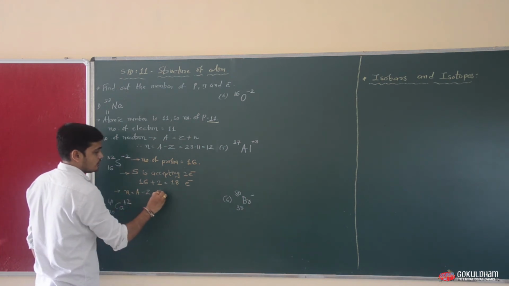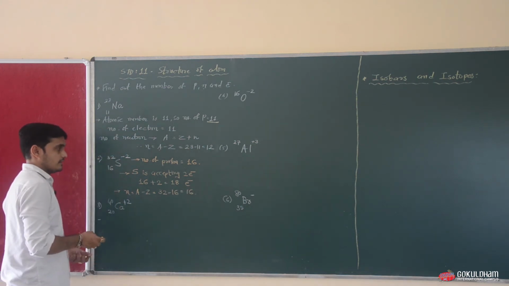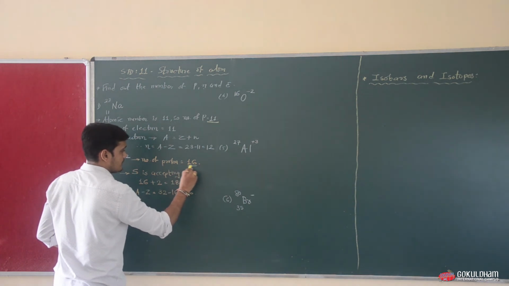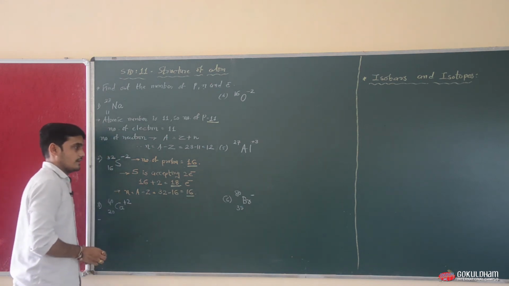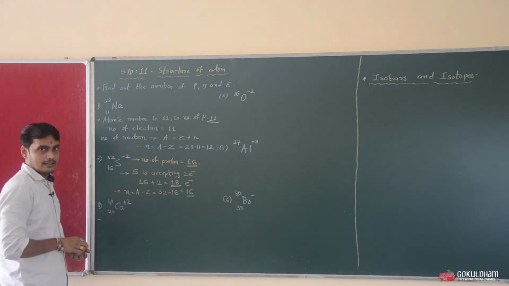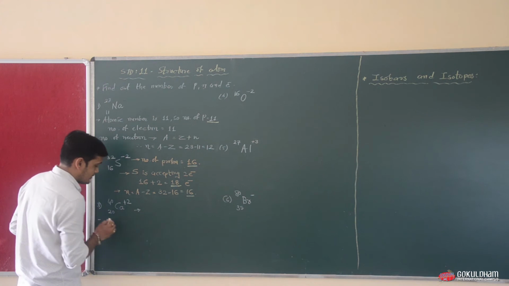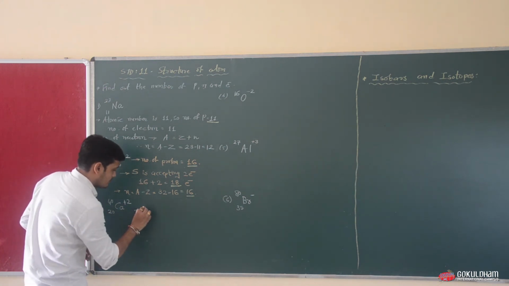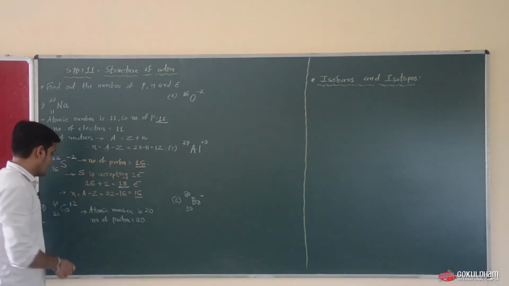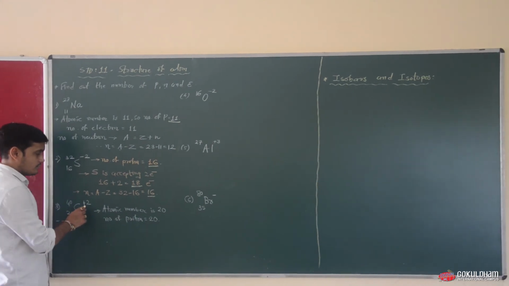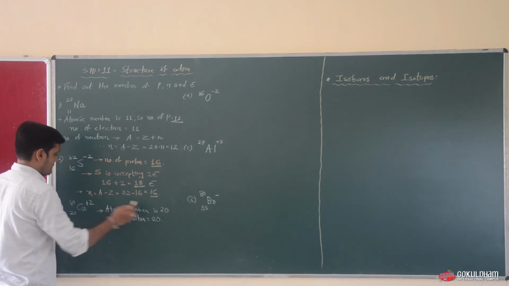A is 32 and Z is 16. So number of neutron is 16. So we have 16 proton, 18 electron and 16 neutron in this sulfur -2 ion. In calcium, atomic number is 20. In this calcium, there is a +2 charge, atomic number is 20, so number of proton is equal to 20.